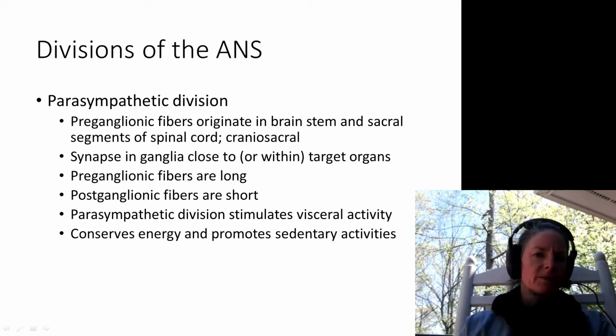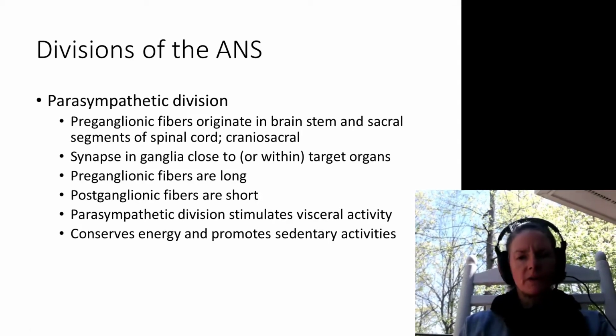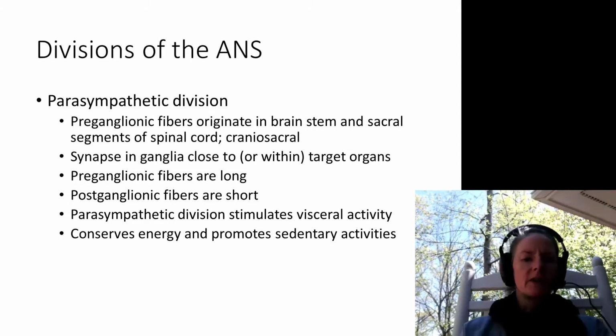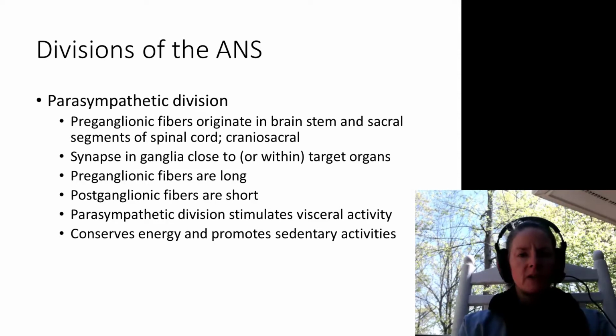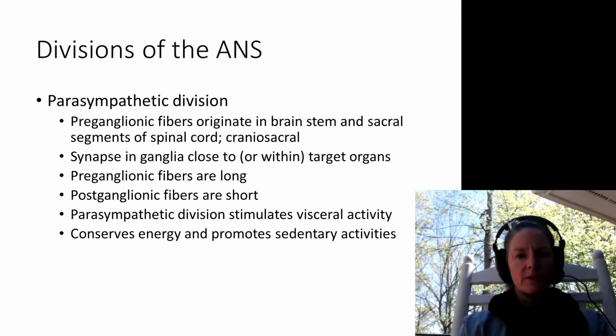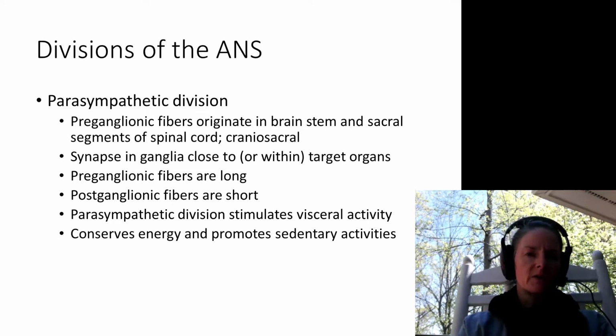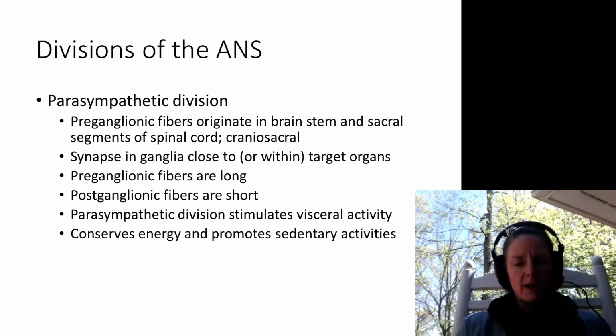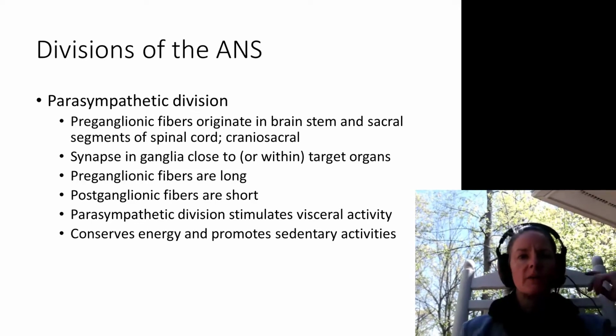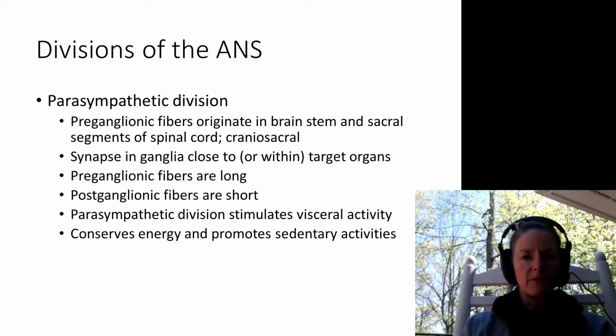So now that we've looked at the sympathetic nervous system, let's delve into the parasympathetic division, which in a lot of cases has the opposite effect of the sympathetic system, especially if you have dual innervation of a particular organ system. And as we've seen with the heart, whereas the sympathetic division will typically increase heart rate, increase force of contraction, the parasympathetic division will have the opposite effect.